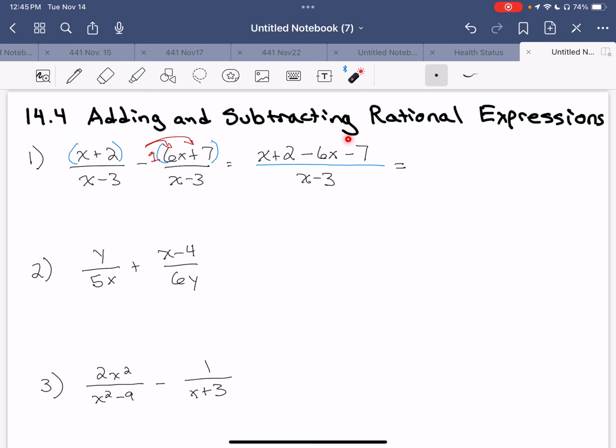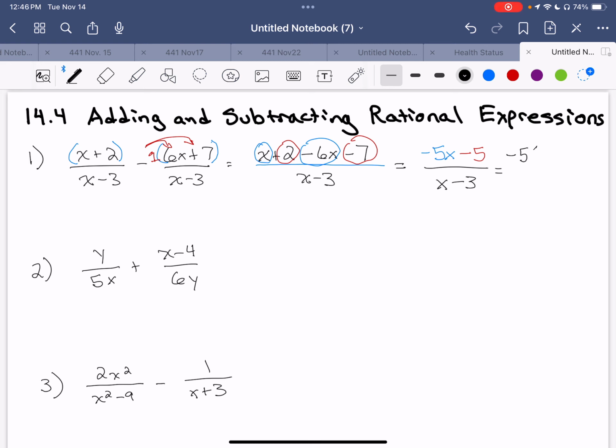Then we're looking at our numerator and combining like terms. I have an x and a negative 6x, so those combine to give me negative 5x. Then I have a positive 2 and a negative 7 combined to give me negative 5, all over x minus 3. And we might, to be safe, factor out that negative 5. This would give me x plus 1 over x minus 3. Nothing simplifies, so this is my answer.